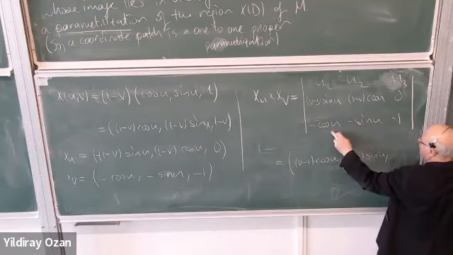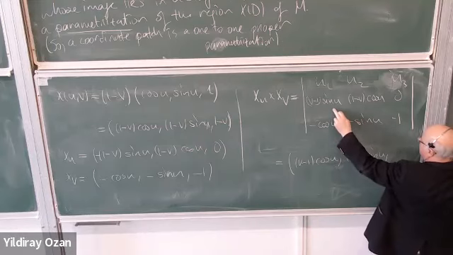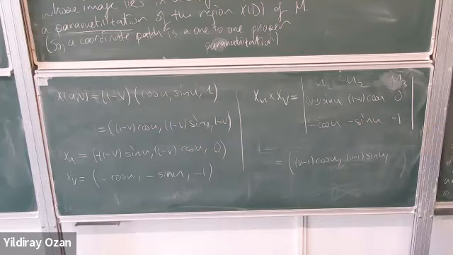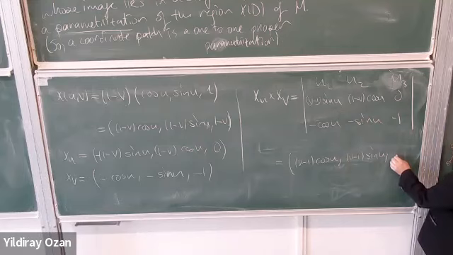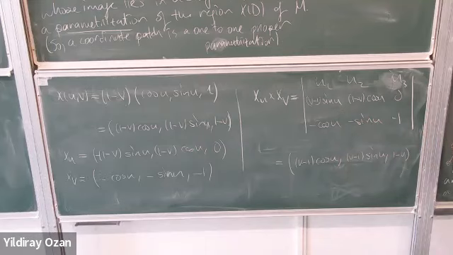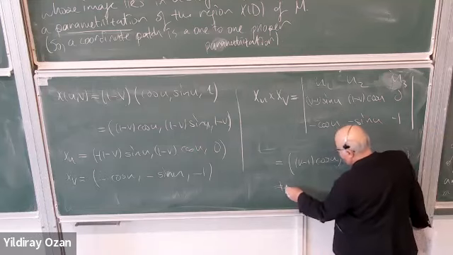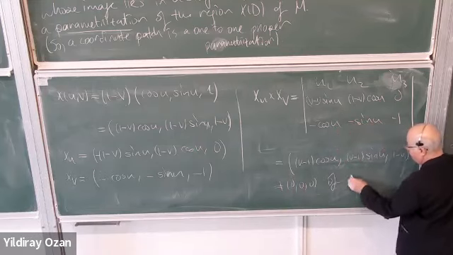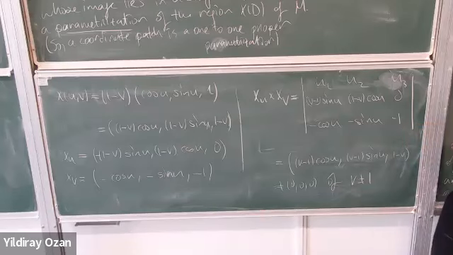sine U, and then this plus this. So this is sine squared and then cosine squared. Okay, so it is just 1 minus V, I guess. So you see, this is not 0 exactly if V is not 1, right?